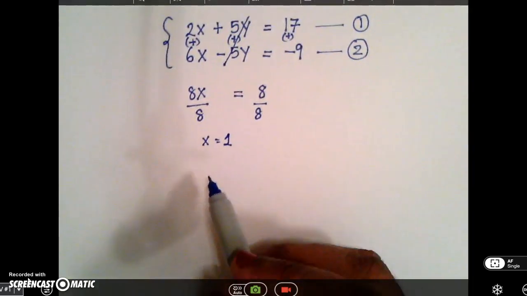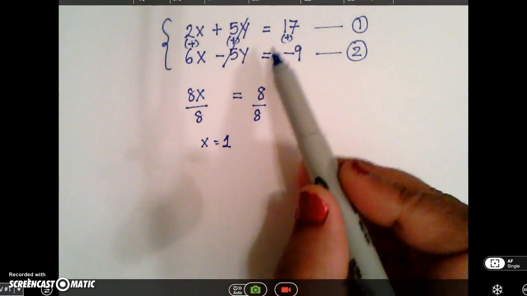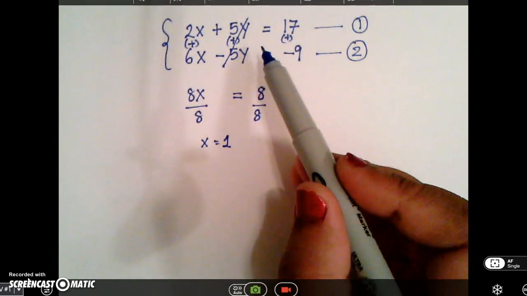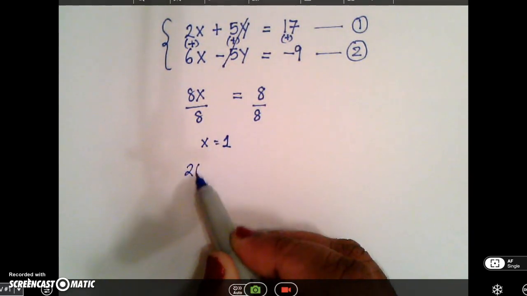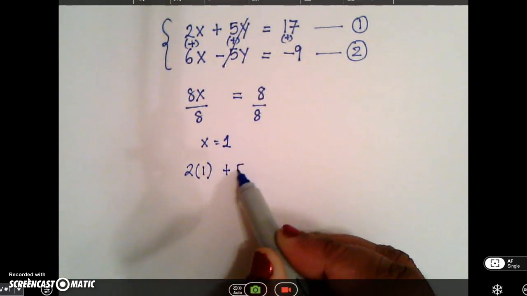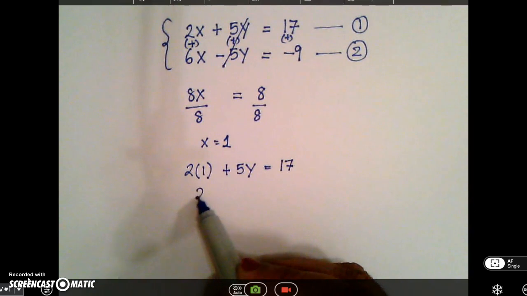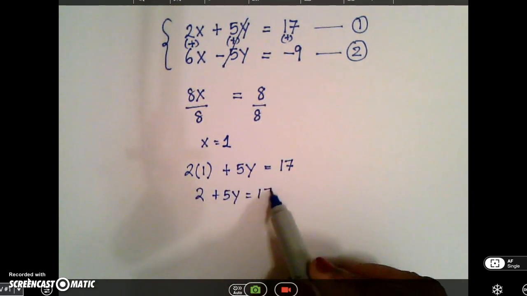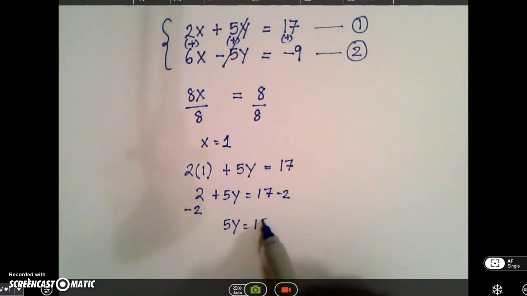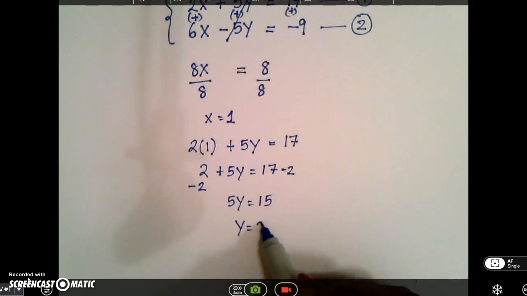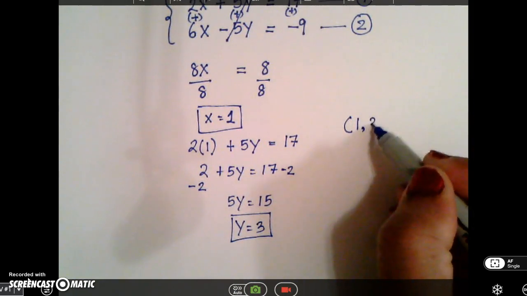Remember, we still have to figure out what y is. I can go back and plug my value of x into any one of these equations because it has to satisfy both equations. So I plug into any one of the equations and figure out what y is. I know x is 1, and I'm putting it in equation 1: 2 plus 5y equals 17. I can solve this equation. I will get 5y equal to 15, or y equal to 3. So I know my solution: x is 1 and y is 3.